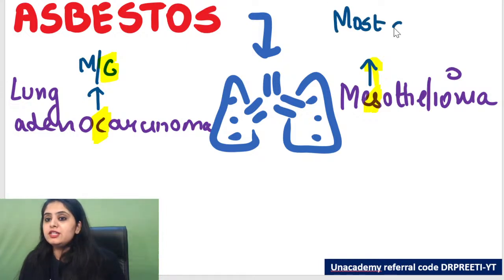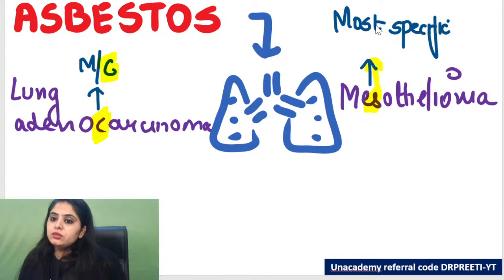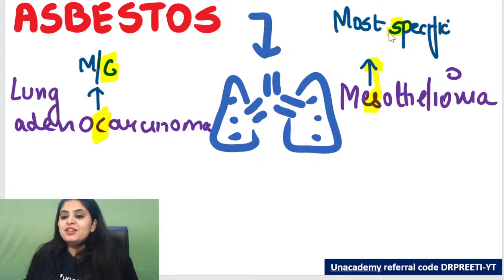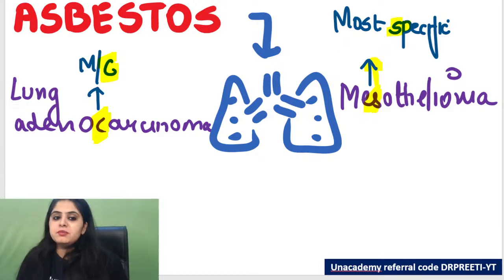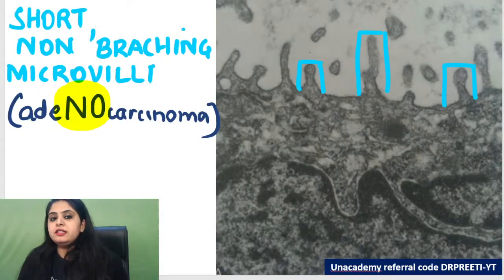So I've given you the hint also. Carcinoma is common and mesothelioma is specific. Very good. So look at the flood of answers that have come on this. You know it. So how do I differentiate between the two? To differentiate between the two, I do electron microscopy. So what do I see on adenocarcinoma? Adeno means no. You will see no branching microvilli.